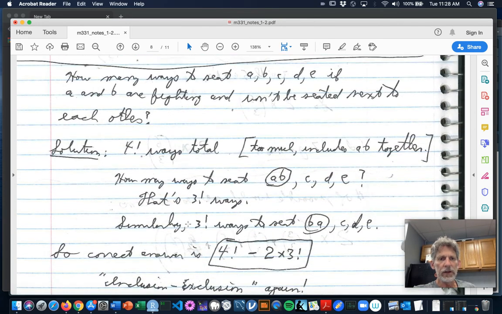Let's complexify the problem a little bit. And you should do this when you're working through the textbook, working through example problems, working odd-numbered problems and looking in the back of the book, just practicing. Try complexifying the problem for yourself. How many ways are there to seat our people, A, B, C, D, and E, if A and B are fighting and they will not be seated next to each other?